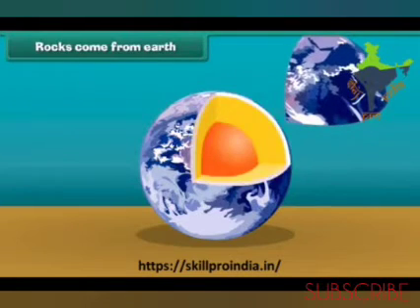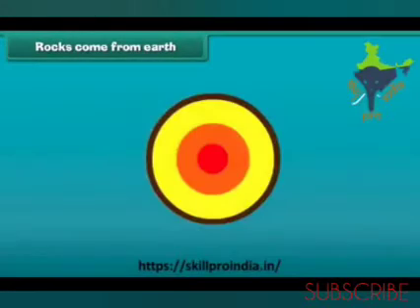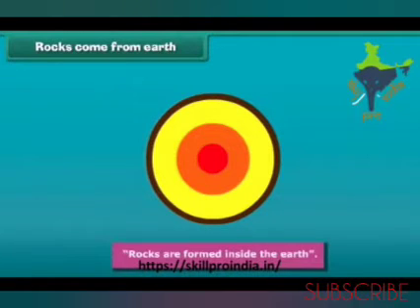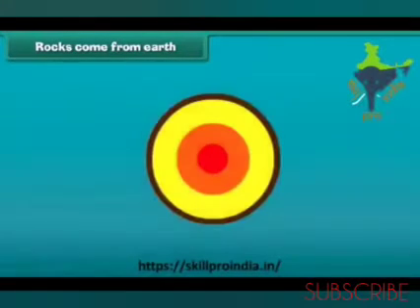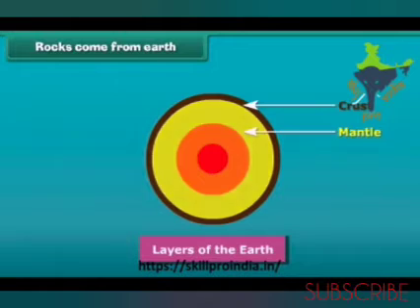All rocks come from earth, and all the three layers of earth are made up of rocks. So we can say that rocks are formed inside the earth. The outermost layer of the earth is called crust, which is formed by solid rocks and soil. The middle and innermost layers are known as mantle and the core respectively.